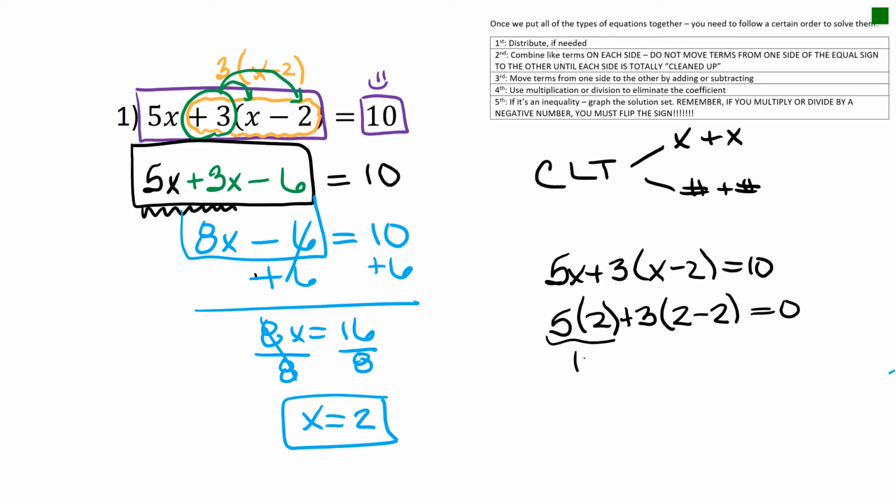Over here, 5 times 2 is 10. Plus 3 times 2 minus 2. 2 minus 2 is 0. 3 times 0 is 0. 10 plus 0 is 10. Is that what it's supposed to be? Yes. So that's what we mean when we say, does it really work?